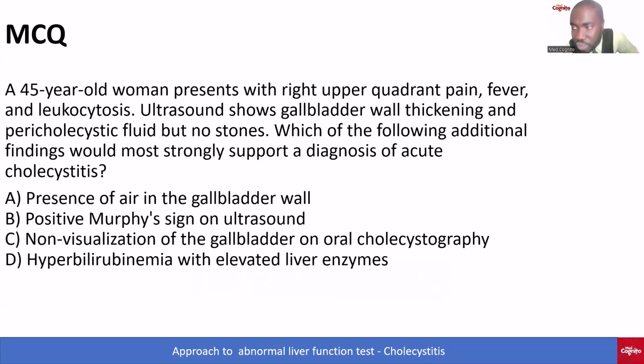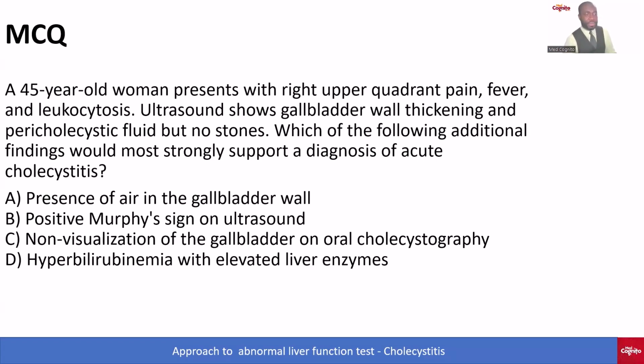I want somebody to read this question for us, please. Who's going to read for us? A 45-year-old woman presents with right upper quadrant pain, fever, and leukocytosis. Ultrasound shows gallbladder wall thickening and pericholecystic fluid, but no stones. Which of the following additional findings would most strongly support a diagnosis of acute cholecystitis?